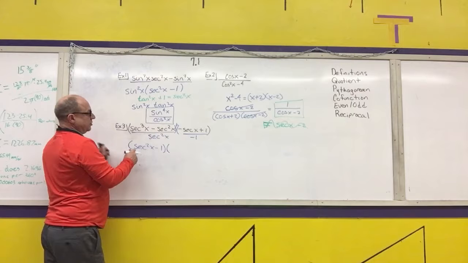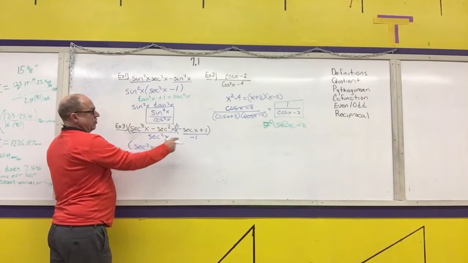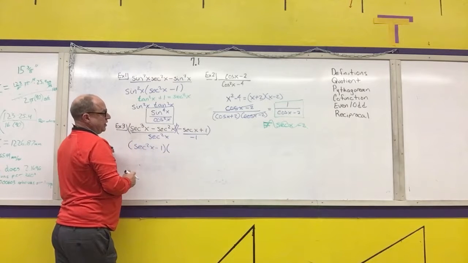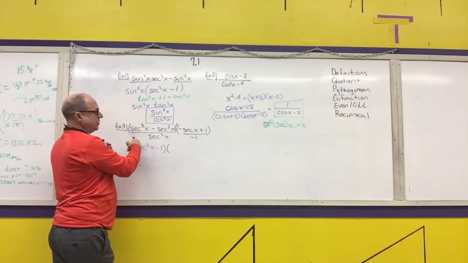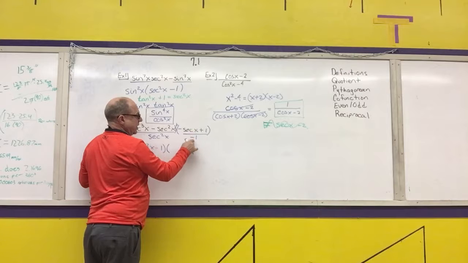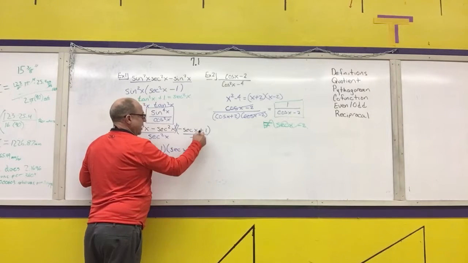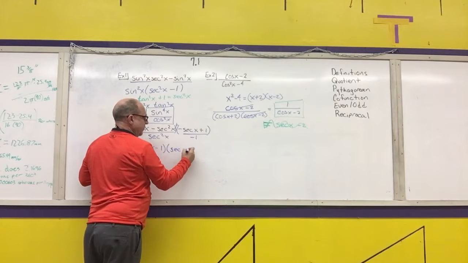And my second factor, I'm just going to do the division. I can do the division either the left set of parentheses or the right set of parentheses. The right set seems easier. I'm going to do that one and then check my work with the second. Negative secant x divided by negative 1 is secant x. Positive 1 divided by a negative 1 is a minus 1.